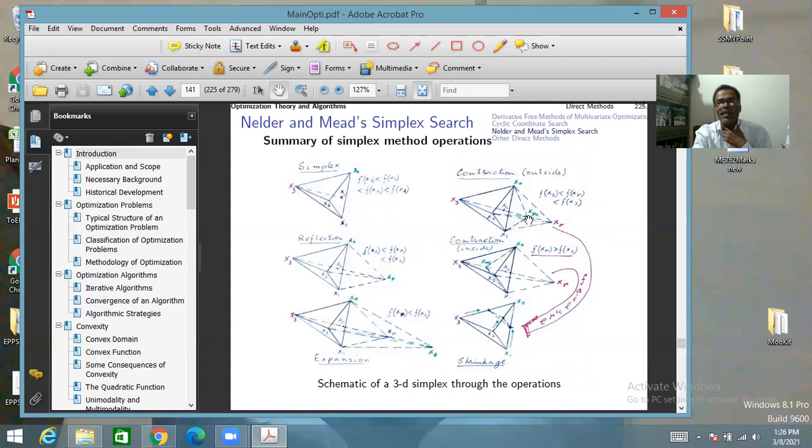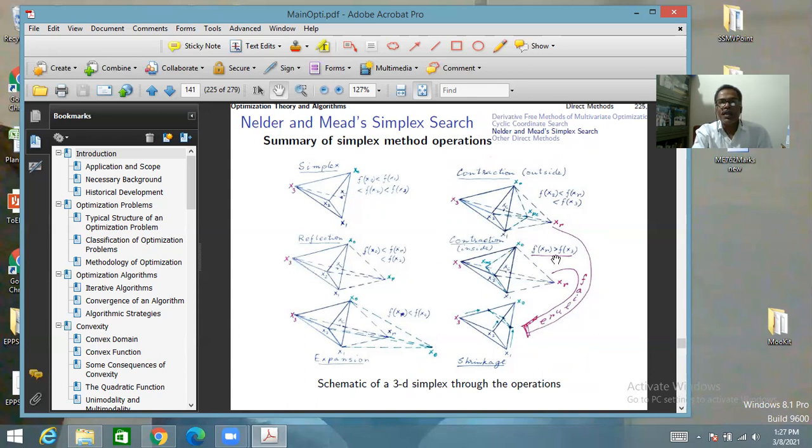That is positive contraction. On the other hand, if it turns out that the function value at xr is worse than this worst point, then you don't even want to come on this side, you go back to the old side, and then there is a negative contraction. Here the simplex becomes smaller. In this case also, the simplex becomes smaller on the other side.